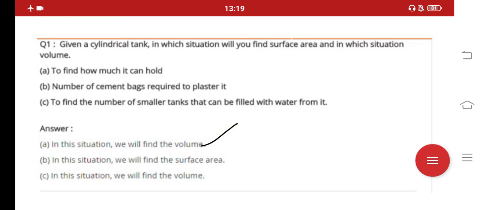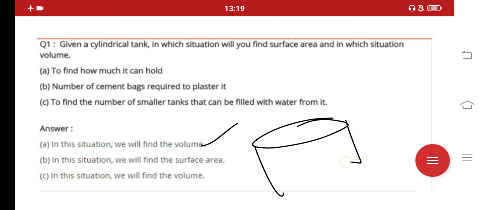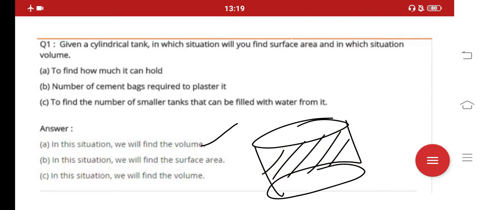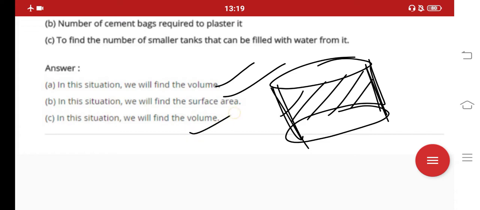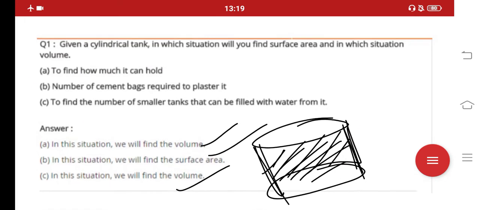Because hold means the capacity of that particular cylindrical tank we need to find out. So inside this is the capacity and this can be obtained by taking out volume. Number of cement bags required to plaster it. Cement bags means the outer area we have to plaster, so for that we need area. So this is by surface area, and to find the number of smaller tanks that can be filled with water from it, for that also we can find out volume, because inside, by which we have to fill it, that is called volume. So this is question number 1.